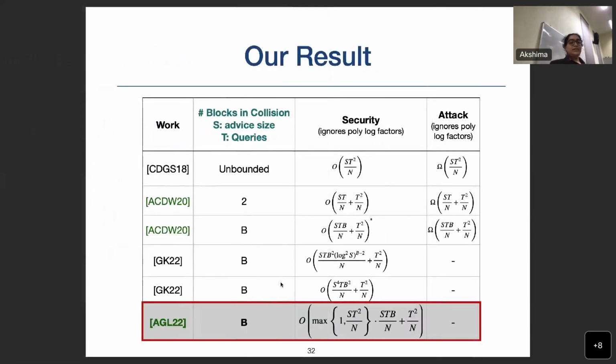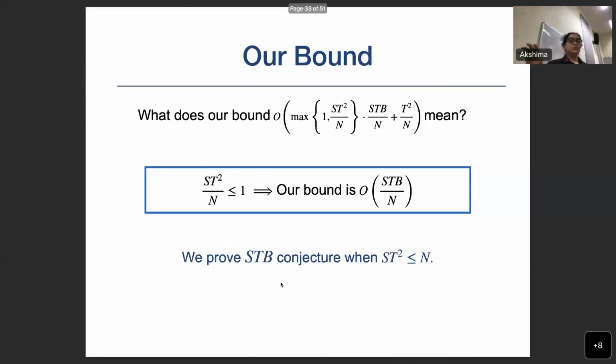And then in our 2022 paper, my paper with Xiao Guo and Jipeng Liu, we gave another bound: max of 1 and ST squared over N, times STB over N. I know it's a very crazy bound, so let me walk you through what this bound means. Case one is ST squared over N is less than or equal to 1, in which case our bound is STB over N. So we proved the conjecture from the ACGW 2020 paper there.